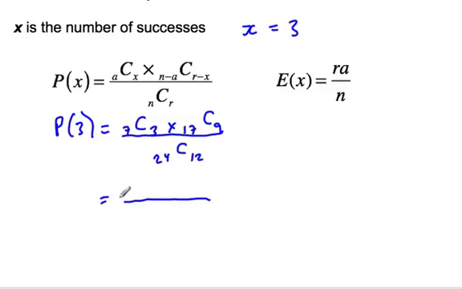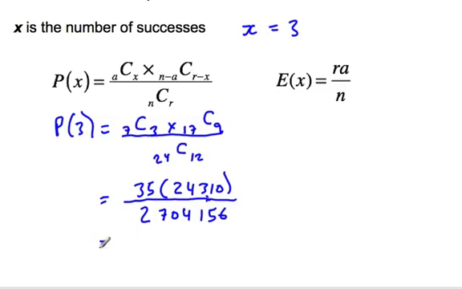So this ends up being 7 choose 3 is 35. And a combination of 17 choose 9 is going to be 24,310. And that's all over 2,704,156. And so that's approximately equal to 0.3146. So there's approximately a 31.46% chance that 3 of the 12 runners in the first heat will be Kenyans.